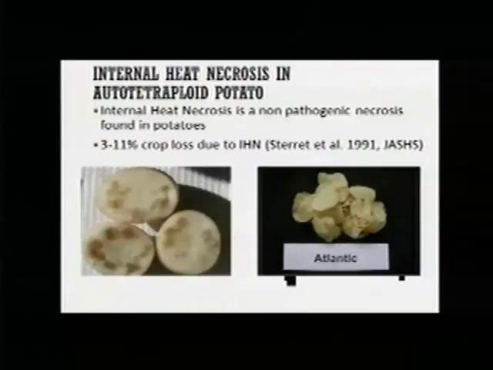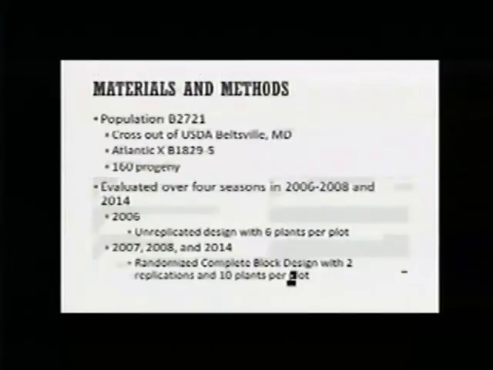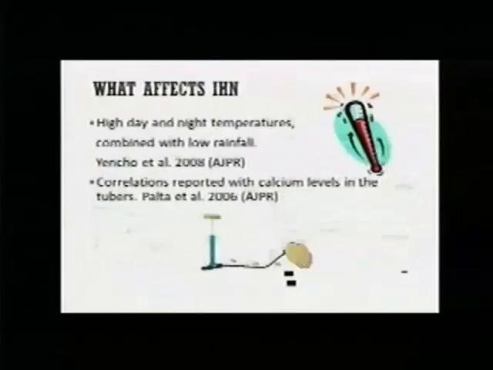So what affects IHN that we do know is high day and high night temperatures. That's why we call it heat necrosis. But also there are correlations reported with calcium levels in tubers for internal brown spot, which is something they see in different areas. We believe these things to be the exact same thing, internal brown spot, internal heat necrosis. So we use the same population again. I won't go into that again.